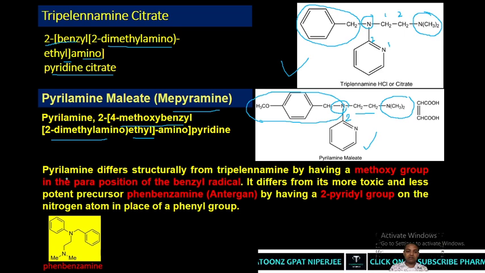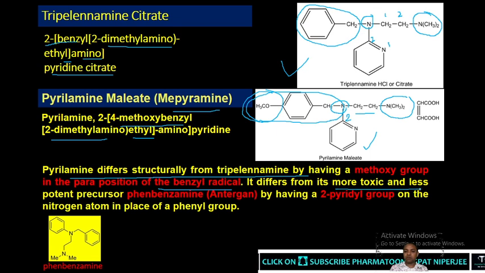If you look at the structure, pyrilamine differs structurally from triplenamine by having a 4-methoxy group at the para position of the benzyl radical. And pyrilamine differs from its more toxic and less potent precursor phenbenzamine by having a 2-pyridyl group on the nitrogen atom in place of the phenyl ring.